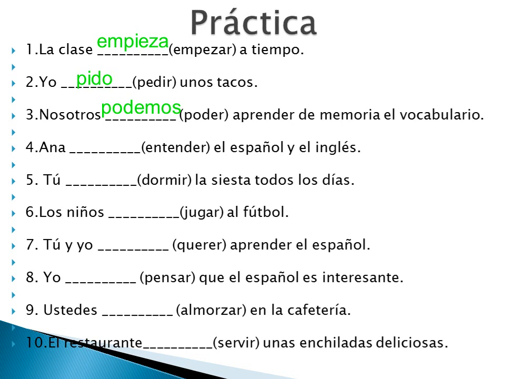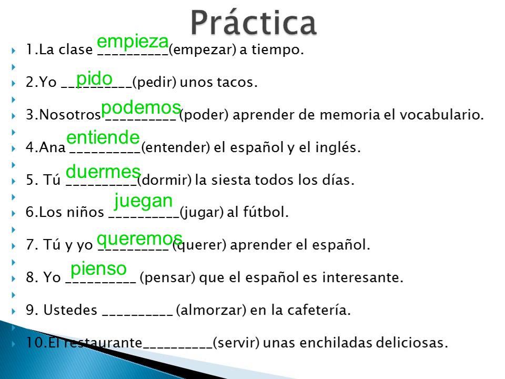Okay, número 4. Ana entiende el español y el inglés. Tú duermes la siesta todos los días. Los niños juegan al fútbol. Tú y yo queremos aprender el español. Again, no stem change outside the boot in nosotros. Oh, yeah.